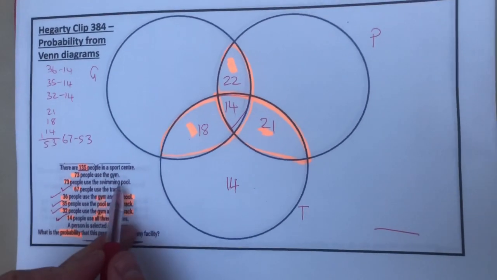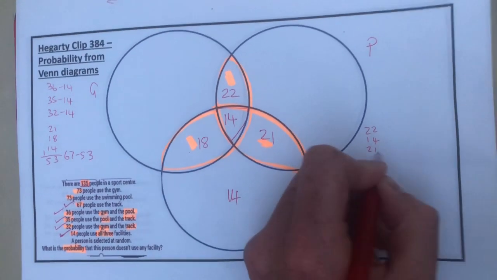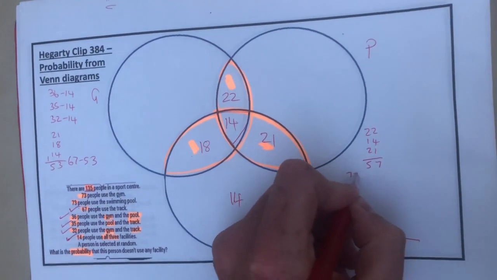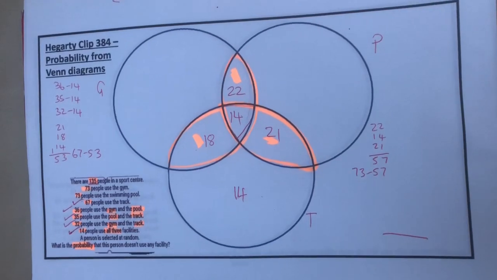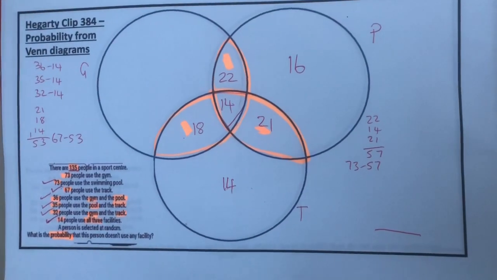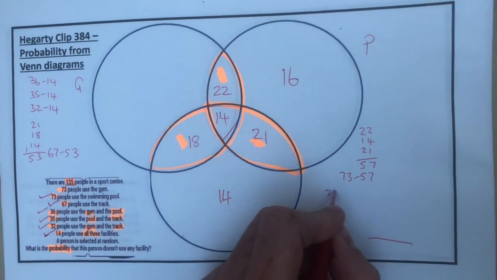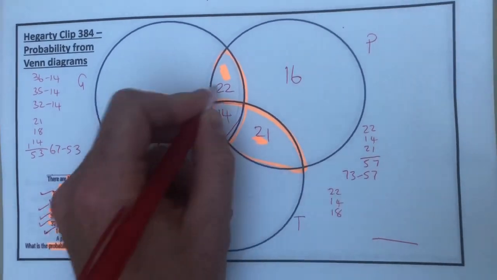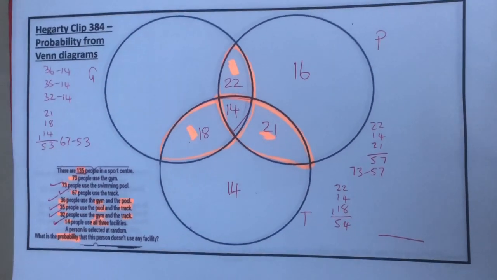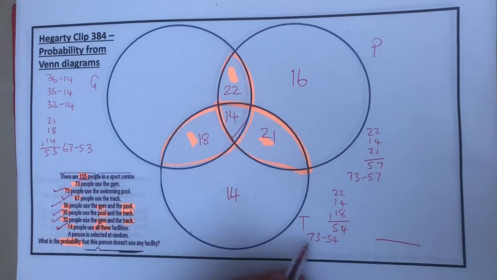Right, next, 73 people use the pool. So the pool is that section. So again, 22, 14, 21, add them together, 57. And you need to do 73, take away 57. So that's 16, which goes in there. Tick to say it's used. And the last one, 73 people use the gym, which is this whole circle. So 22, 14 and 18, 1, 2, 3, plus that one. That's 54. And then 73, take away 54. So that's 19.